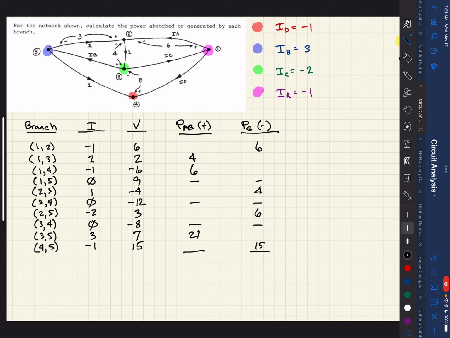So now we should be able to add these up. So we add this column up, we get 31. And when we add this column up, we also get 31. So therefore, our energy was conserved and everything checks out.